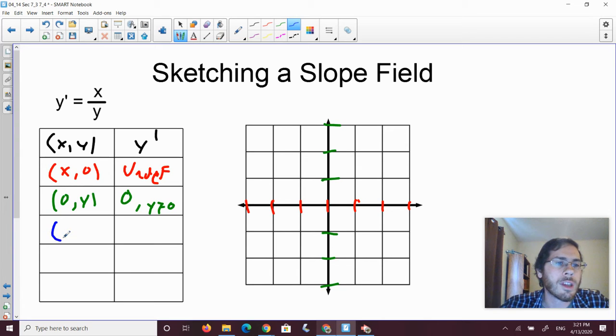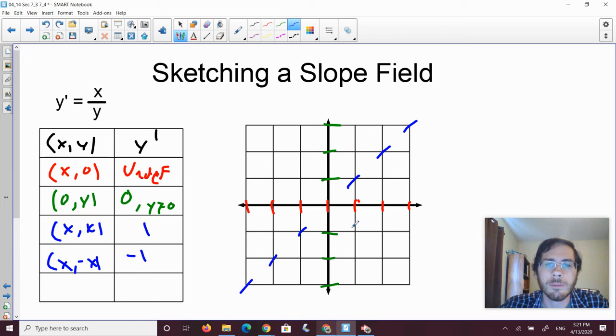And again, we can use our same idea. If the two things are the same, then we're going to get 1. Because 1 divided by 1, or 2 divided by 2, anything divided by itself is 1. So these will all have a slope of 1. So we get a nice slope of 1 whenever x and y are the same. Whenever they're opposites, we should get -1. So again, we get -1 for all of these points. And we can see we can fill in the slope field actually pretty quickly once we realize some of the structure we're supposed to look for.